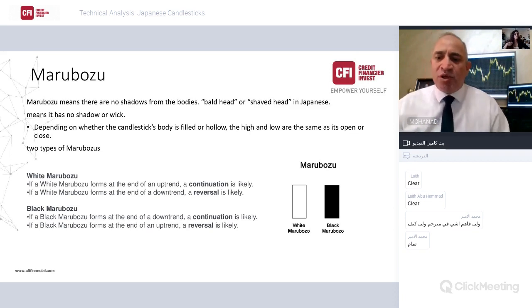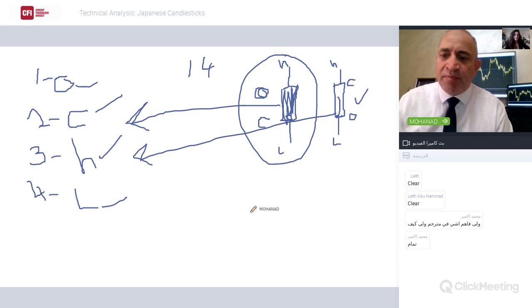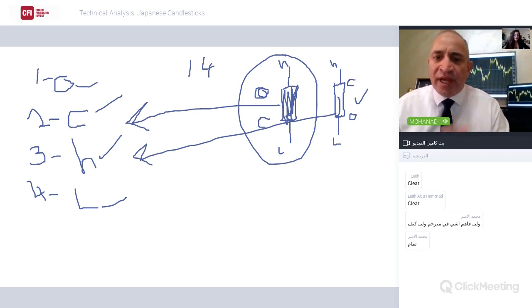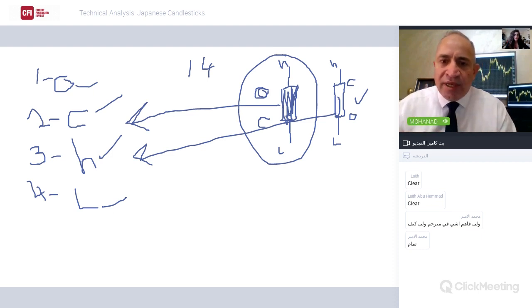Let's go in deep details. As we said before, each candle consists of the body and the tail. Understanding this shape will help us much better to have better trading.